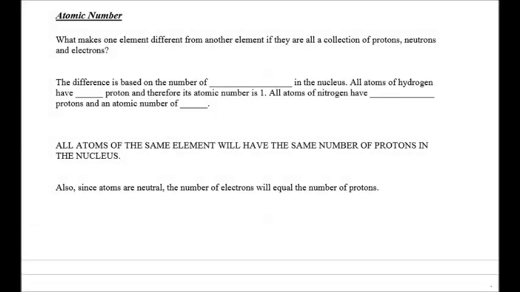This is Chapter 4, Lecture number 2. We're on page 53 in the notes, and we're going to start by discussing atomic number. If elements are a collection of protons, neutrons, and electrons, then what makes one element different from another? The difference is based on the number of protons in the nucleus.